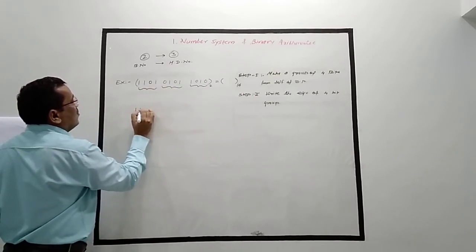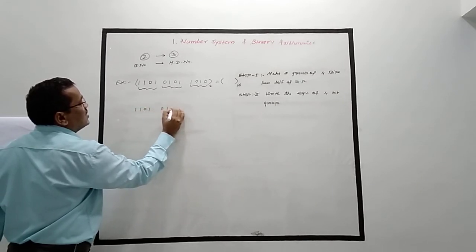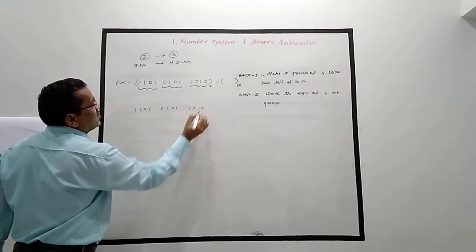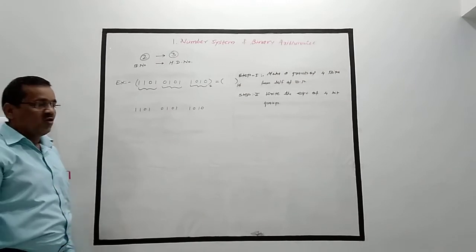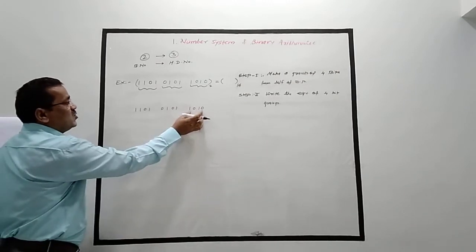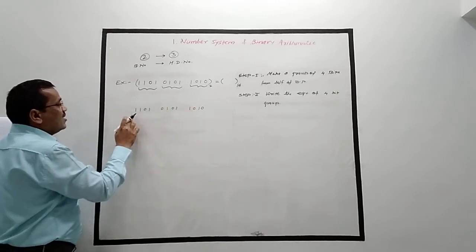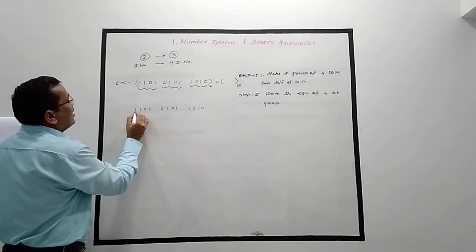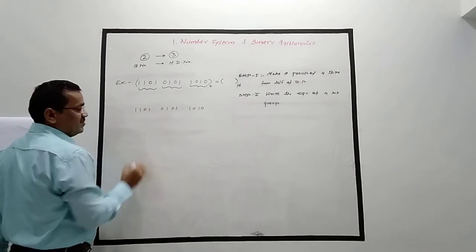So 1101, 0101 and 1010. This is the group of 4 bits. Now convert these groups into their hexadecimal equivalent. Here 8 plus 4 plus 1 is 13. 13 means it is a D.